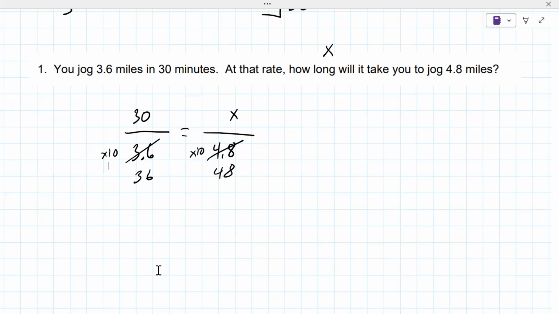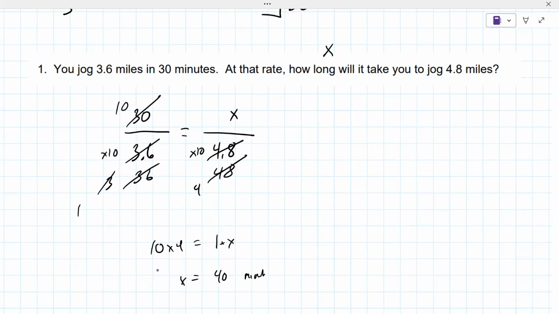That is close. So did you reduce like 30 and 36 or 36 and 48? I did the 36 and the 48. Okay, so 12 is the biggest number that goes into both. So that gets it down to 3/4. Yeah, that's what I got. And then you can put a 10 and a 1 there. So it's 10 times 4 equals 1 times x. X equals 40 minutes. Somehow I got the 3 and the 4 for reducing switched around.